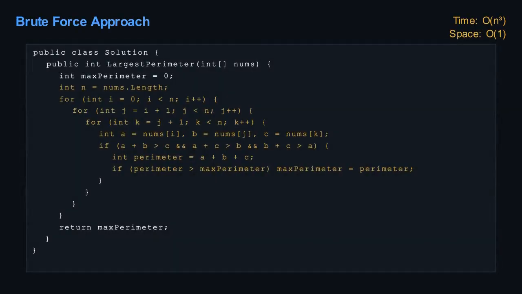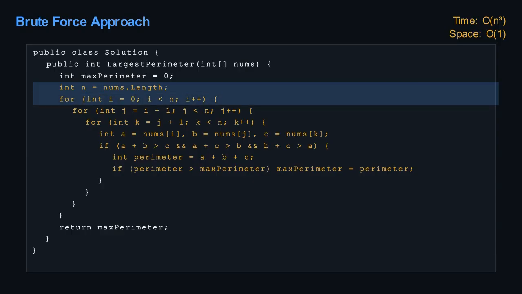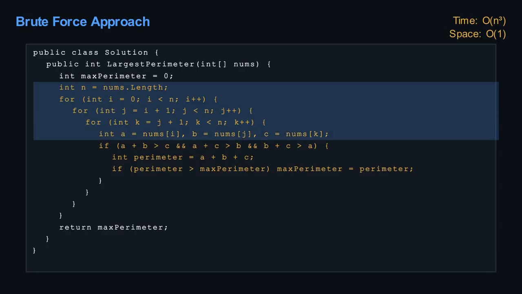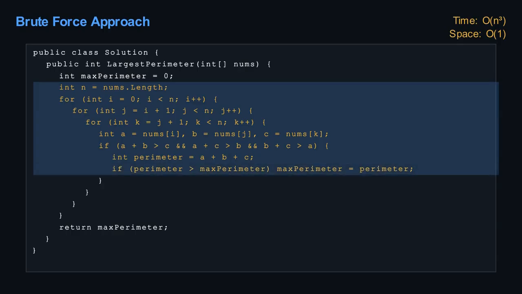A straightforward but inefficient approach is to iterate through all possible combinations of 3 distinct side lengths. We can use 3 nested loops, picking one side with each loop. For every triplet, we check if it satisfies the triangle inequality. If it does, we calculate its perimeter and update our maximum perimeter found so far. This approach involves checking every single combination, leading to a time complexity of O(n cubed), which is too slow for larger inputs. The space complexity, however, is O(1) as we only use a few variables.